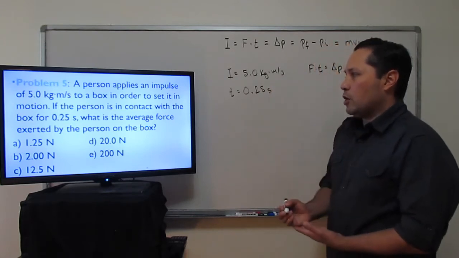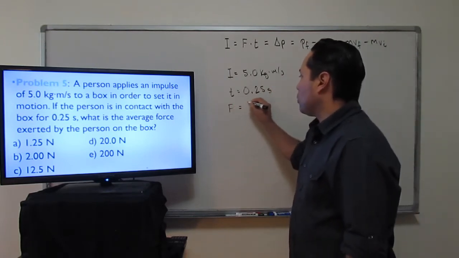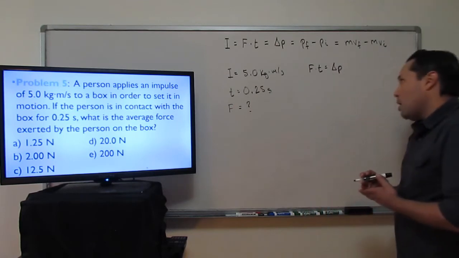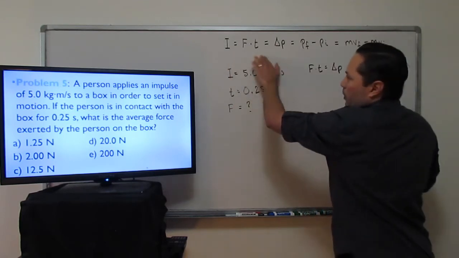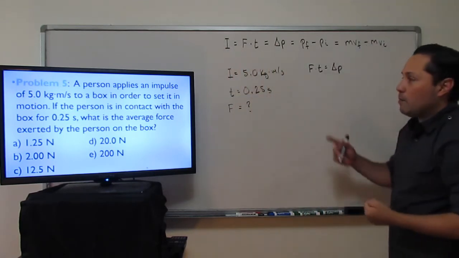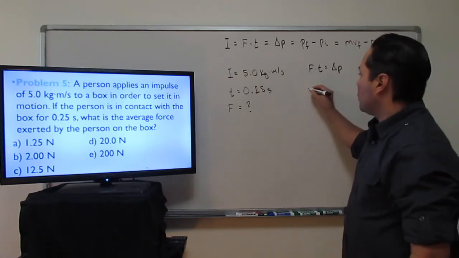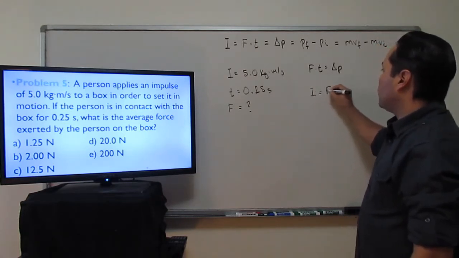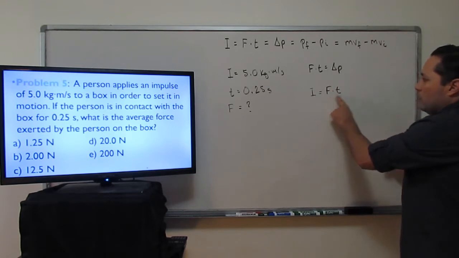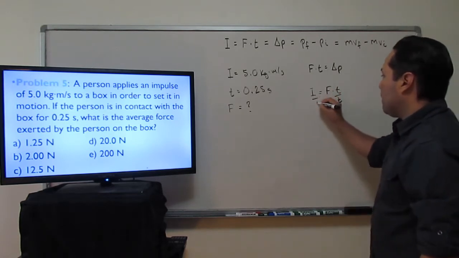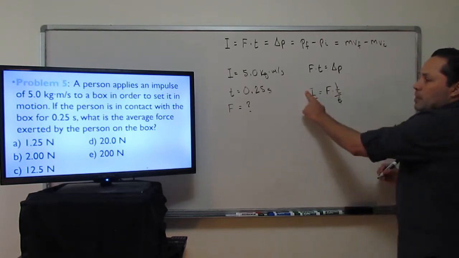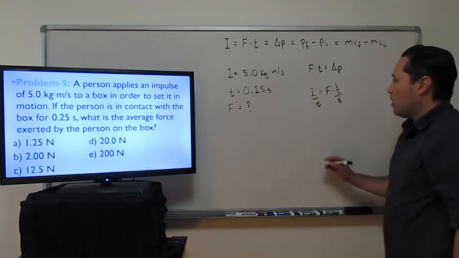Alright, and the question is, what is the average force? So we're going to go ahead and use this formula right here. Impulse equals force times time, because we're solving for the force. So if impulse equals force times time, we want to isolate the force. We're going to divide both sides by time. And there we have it. It's going to be impulse over time to give us the answer for this problem.